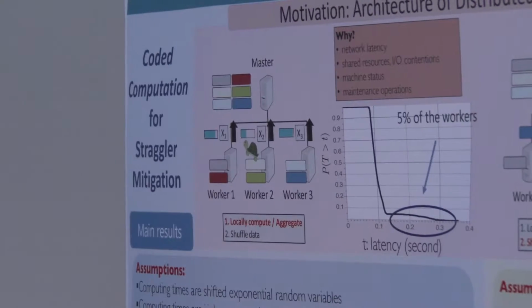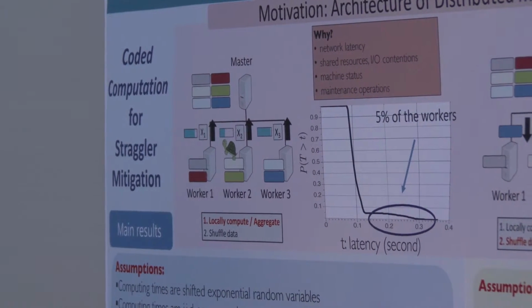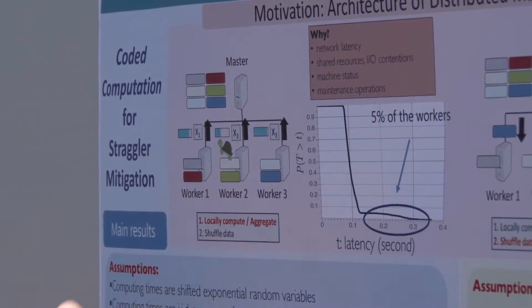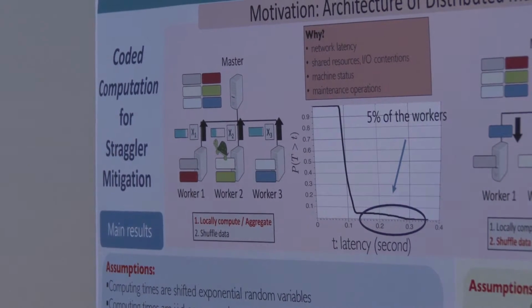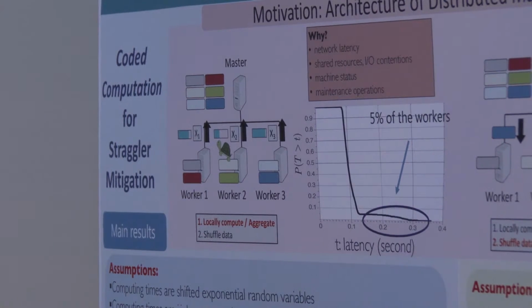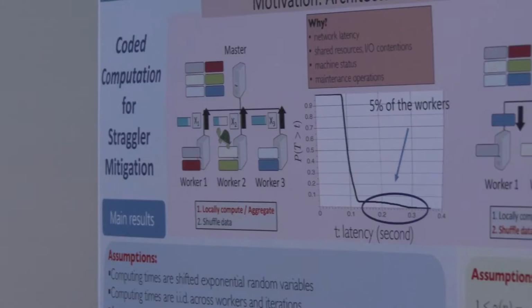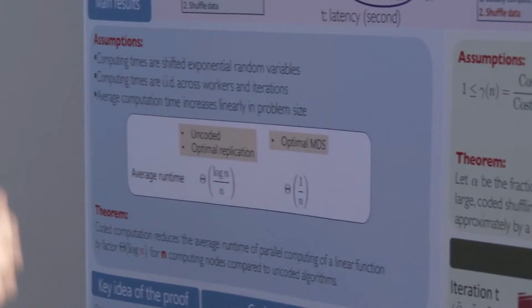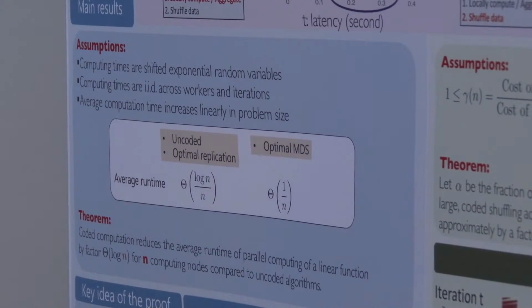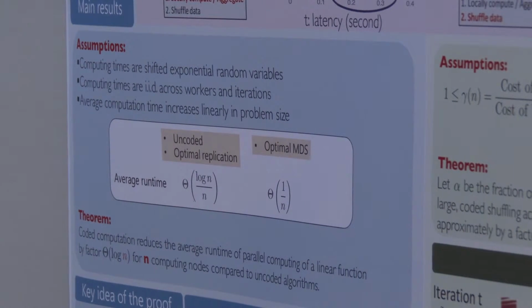Our assumption is that the computing time of each worker is a shifted exponential random variable, and they are IID across the workers. With that assumption, what we can show is that if you use coded computation, your runtime is going to be 1 over n, while if you're using uncoded computation, or if you're using replication, your average runtime is going to be log n over n. So we can improve the runtime by a factor of log n using coded computation.